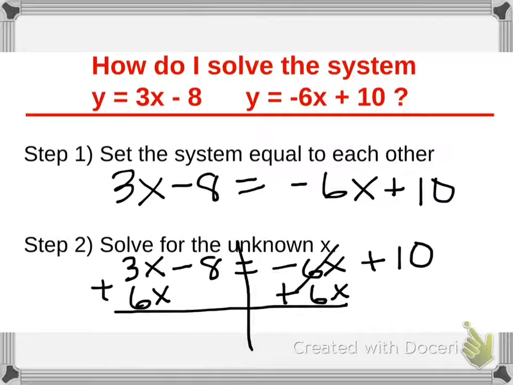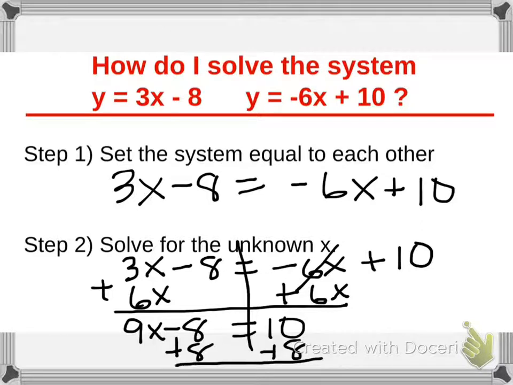This is going to cancel out. We're going to be left with 9x minus 8 is equal to 10. Then I need to add 8 on both sides. And look at me, I'm running out of room. Make sure you have enough room on your paper. Cross that out. Then it's going to be 9x is equal to 18. Then you divide by 9, and we have our first point. Well, part of the solution, which is x is equal to 18 divided by 9, which is 2.